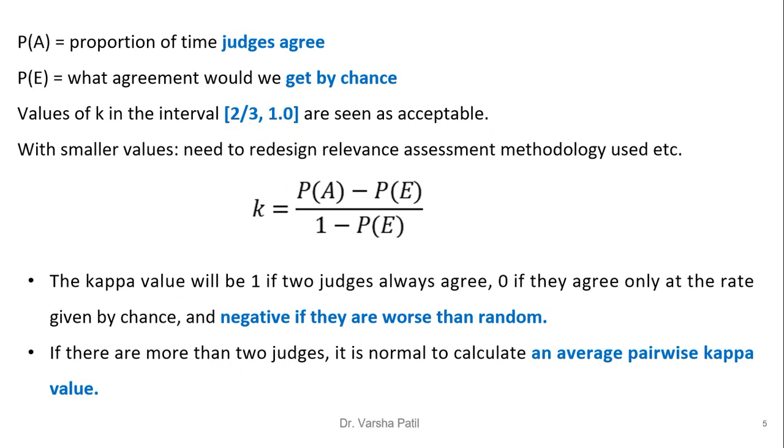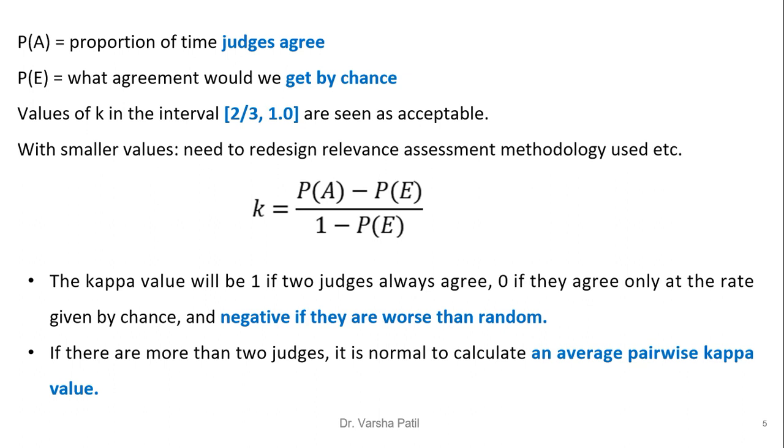Now we will see how the Kappa measure is used. In the Kappa measure, P(A) and P(E) are used. P(A) is the proportion of time the judges agree, and P(E) is the agreement we would get by chance. Values of K in the interval 2/3 to 1.0 are seen as acceptable. With smaller values, we need to redesign the relevance assessment methodology. The formula is P(A) minus P(E) divided by 1 minus P(E).